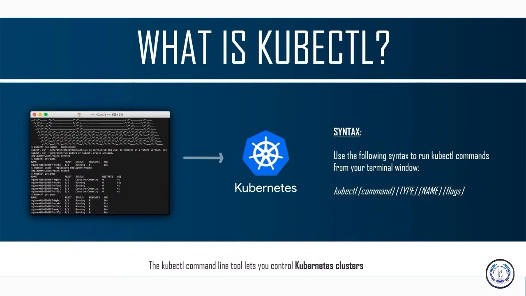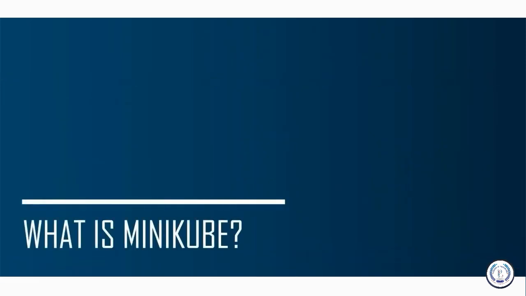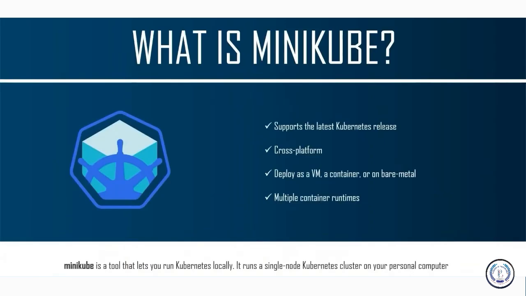For example, you can use the -s or --server flags to specify the address and port of the Kubernetes API server. Now that we know what Kubectl is, which is just a command line tool that lets you control Kubernetes clusters, and also its syntax in detail, let's move ahead and talk about what is Minikube. Minikube is a tool that lets you run Kubernetes locally.